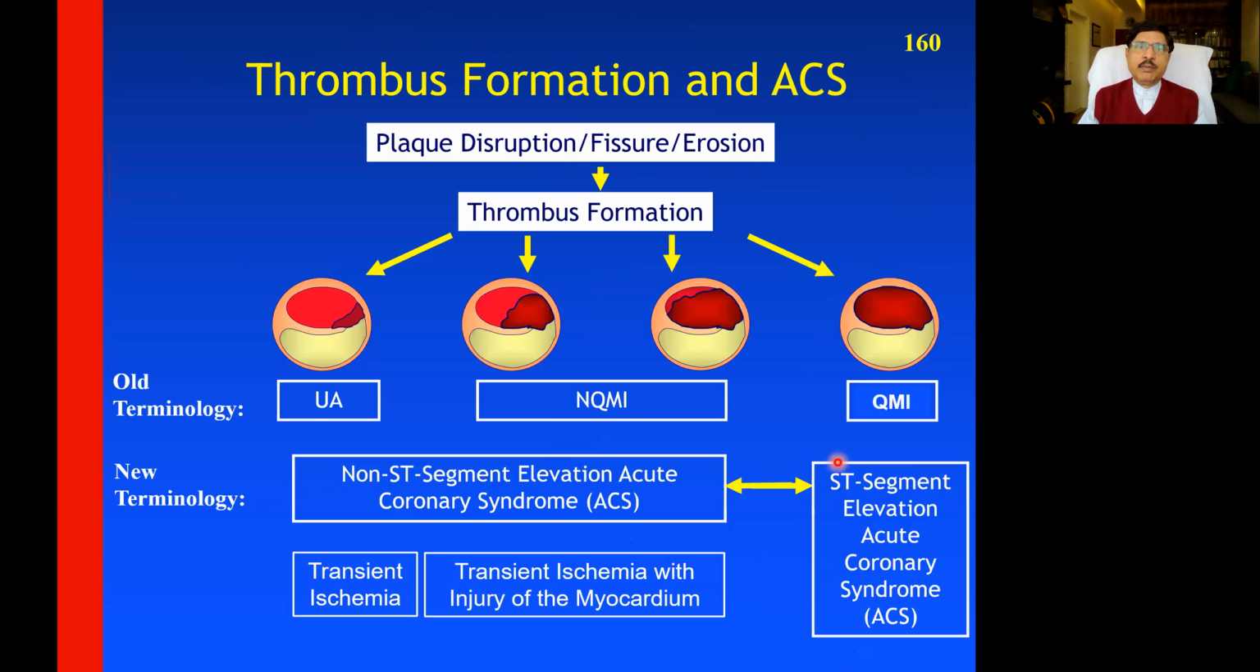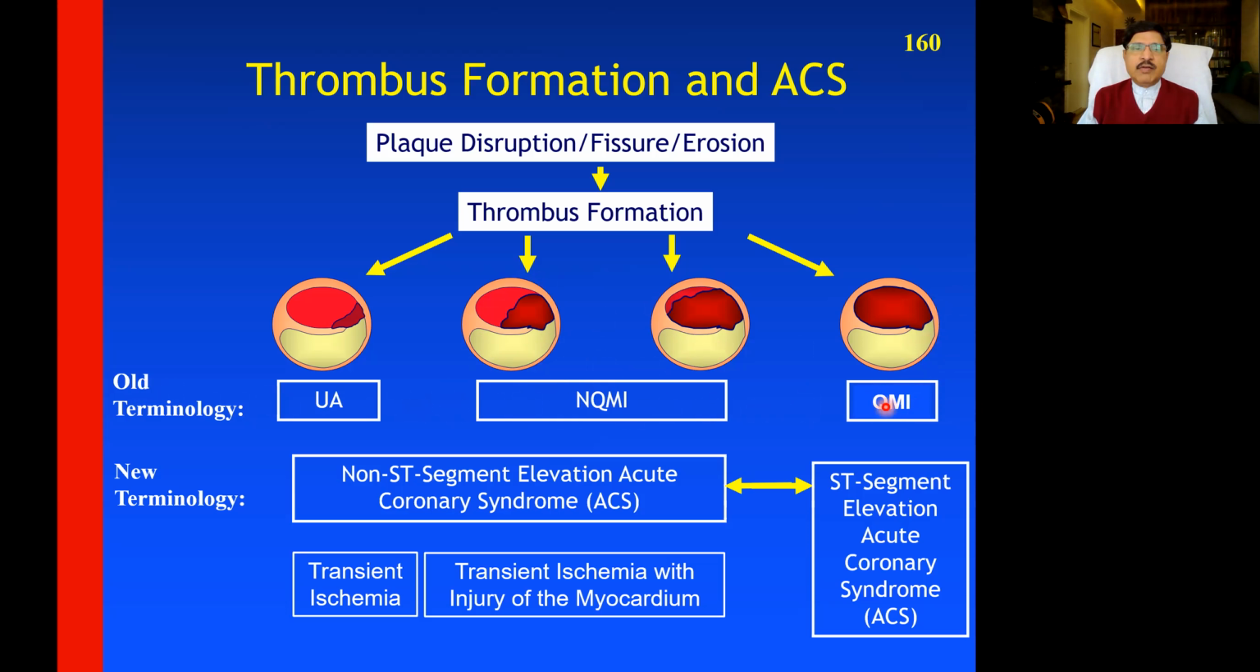Okay. Now, the plaque disruption or fissure erosion or thrombus formation will lead to a small clot, a little platelet plug there, and not much occlusion of the coronary artery as such, and that is called unstable angina in olden terminology. Suppose there is a partial occlusion and the subendocardial infarction occurs, still blood is flowing, that is called non-Q wave myocardial infarction. When there is a total occlusion due to plaque rupture, it is Q wave myocardial infarction. These are not used very much now.